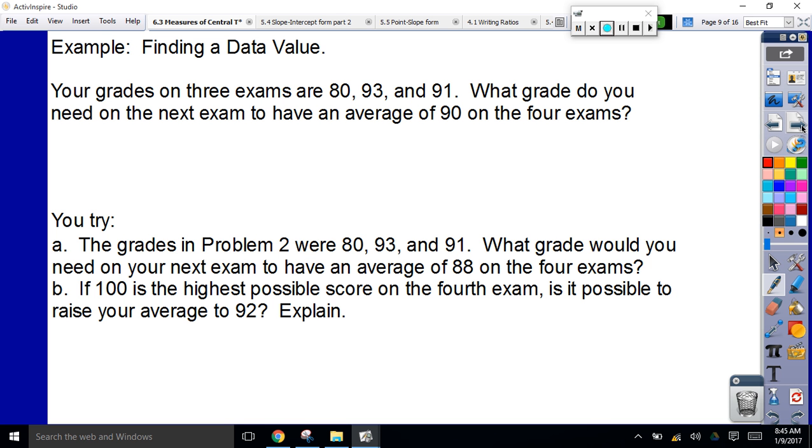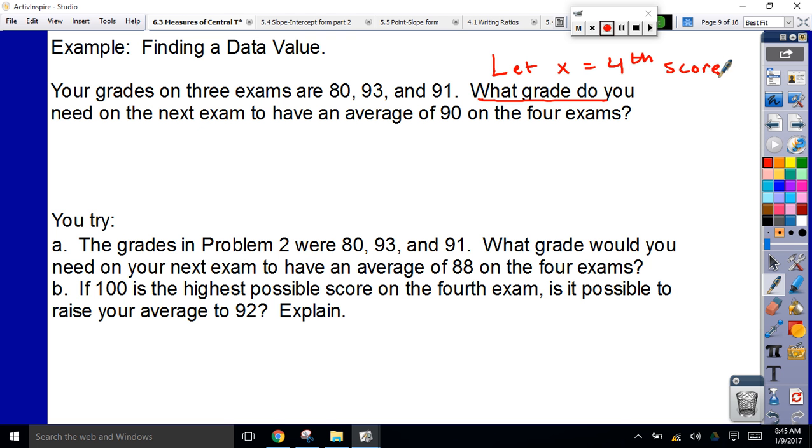Okay, so when we're doing this, remind me again, what do we do to find the average or to find the mean? Sophia? Add up those scores and divide by the number. Okay, we're going to add up all the scores. Well, we have 4 scores, but we don't know the 4th score, right? That's what we're looking for. So I'm going to let the letter X equal my 4th score.